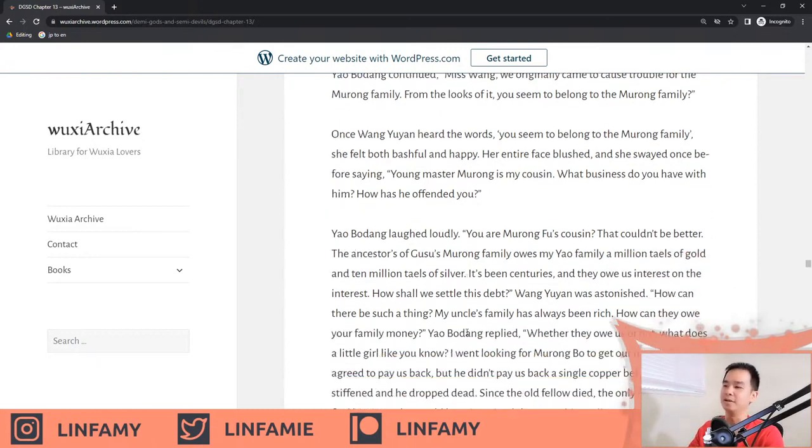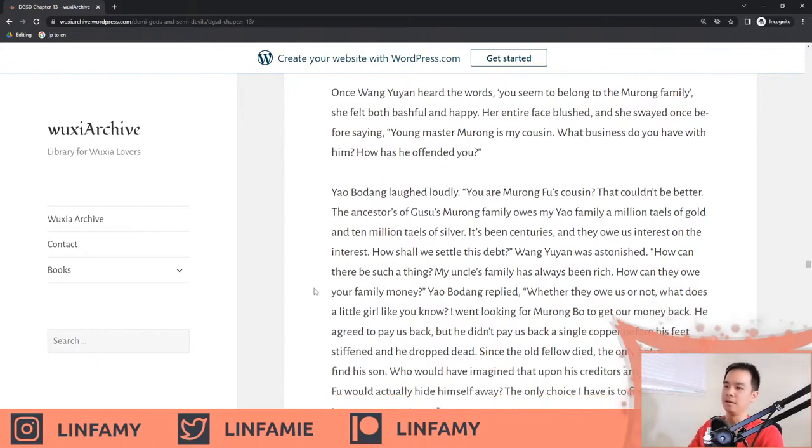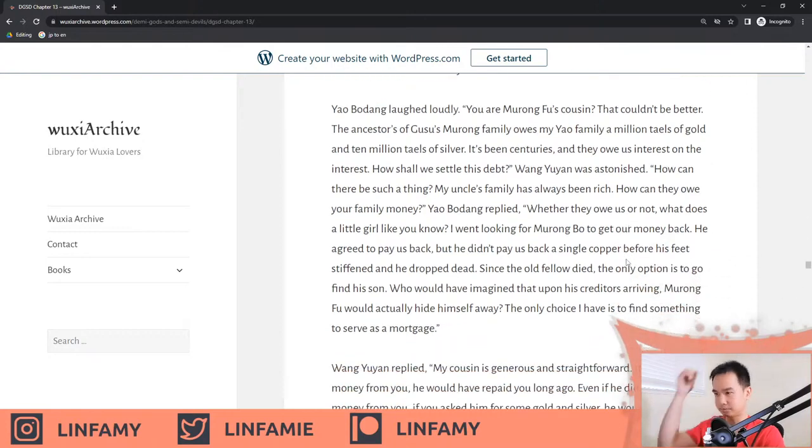Yao Bodang laughed loudly. "You are Murong Fu's cousin. That couldn't be better. The ancestors of Gusu's Murong family owe my Yao family 1,000,000 taels of gold and 10,000,000 taels of silver. It's been centuries, and they owe us interest on the interest. How shall we settle this debt?" Wang Yuyan was astonished. "How can there be such a thing? My uncle's family has always been rich. How can they owe your family money?"